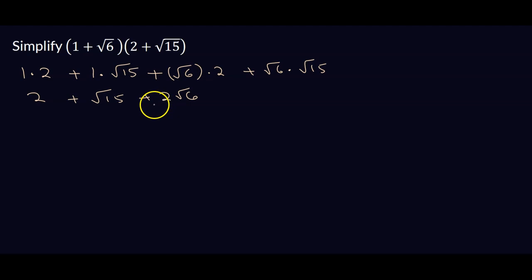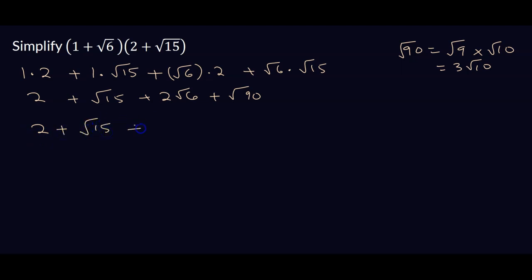It's just a good practice whenever you're multiplying a radical with a constant number or an integer, a non-radical number, we tend to leave the non-radical number on the left side of the radical. And then this is plus the square root of 90. So the square root of 90 is the same as square root of 9 multiplied by square root of 10, which is 3 square root of 10. So this is going to be 2 plus the square root of 15 plus 2 square root of 6 plus 3 square root of 10.